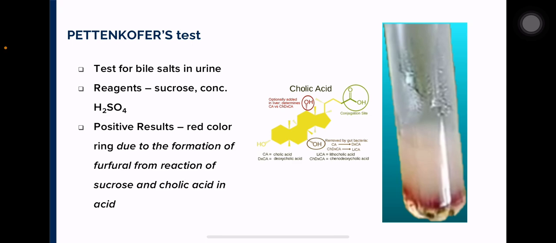Next, we have Pettenkofer's test. So this test will detect bile salts. The reagents you will use are sucrose plus concentrated sulfuric acid. Positive result, red ring, because sucrose reacts with cholic acid to form furfural derivatives. So it complements with Gmelin's test or the Mellin's test.